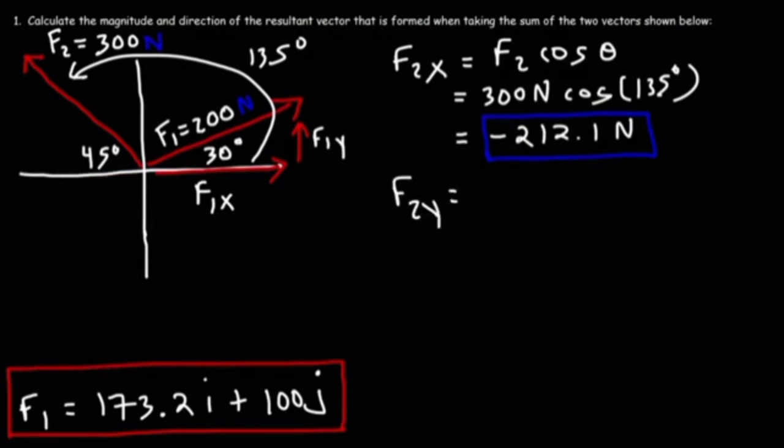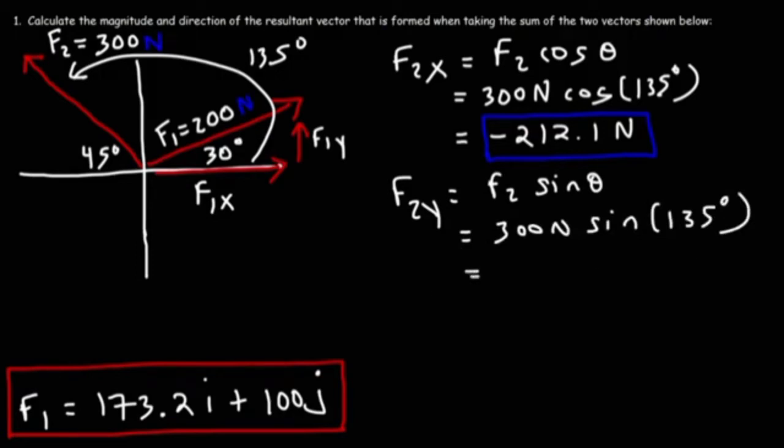Now let's calculate the y component of f2. So it's going to be f2 times sine theta. And so that's 300 newtons times sine 135. So if you plug it in, this time you're going to get positive 212.1 newtons. And we can see why it's positive, because the y component is going up, it's above the positive x-axis. y is positive in quadrants 1 and 2.